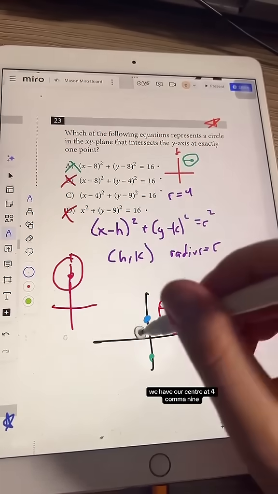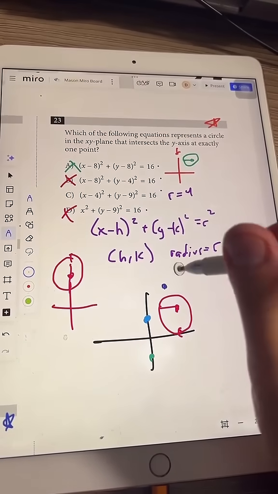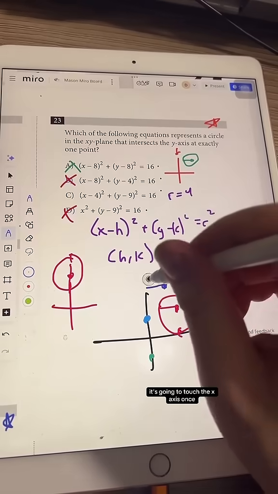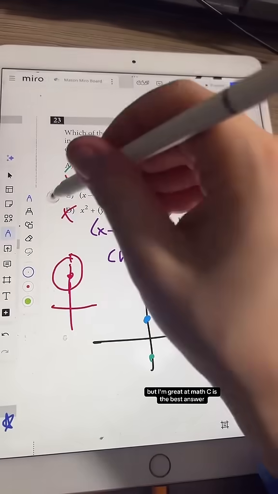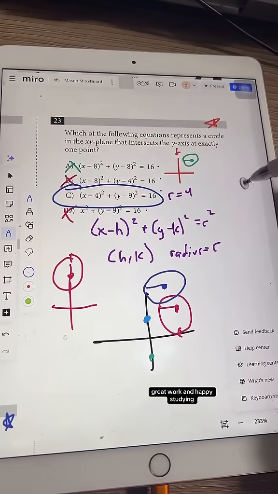We have our center at (4, 9). It's going to touch the x-axis once because its radius is 4. Bad at drawing circles, but I'm great at math. C is the best answer. Great work and happy studying.